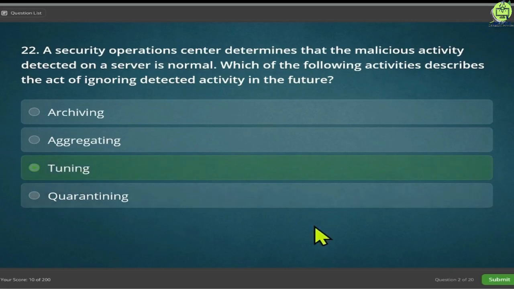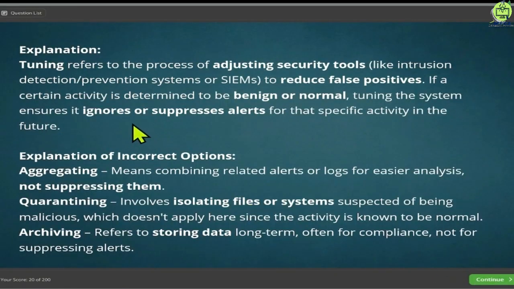It's going to be tuning, and let's see. Our answer is correct, and this is because tuning means adjusting security tools like intrusion detection and prevention systems to reduce false positives. If a certain activity is determined to be benign or normal, tuning the system ensures it ignores or suppresses alerts for that specific activity in the future. So you can read through the remaining explanation below. You can pause the video and read through all of them. So that is it. Let's go to the next question.